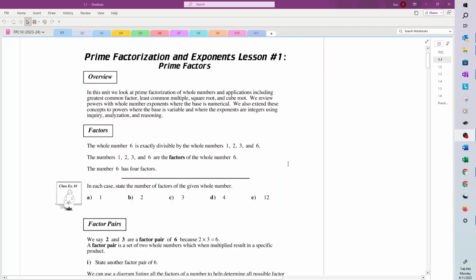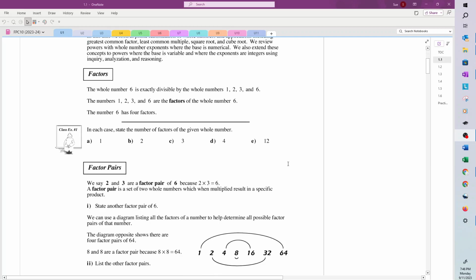We're going to start off though with factors. A factor is actually hard to define. For a whole number, a factor is what you multiply together to get a number. So the factors of 6 are 1, 2, 3, and 6, because you can multiply 1 times 6 to get 6 or 2 times 3 to get 6. So those are all factors, and 6 has 4 factors. So first example here, we're going to say how many factors each of these numbers has.